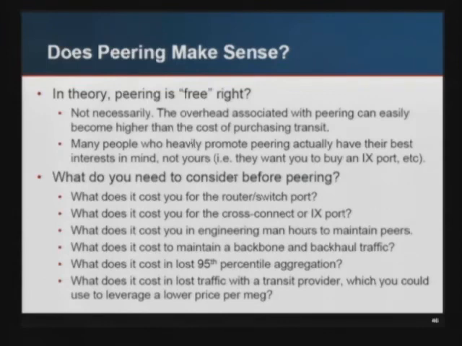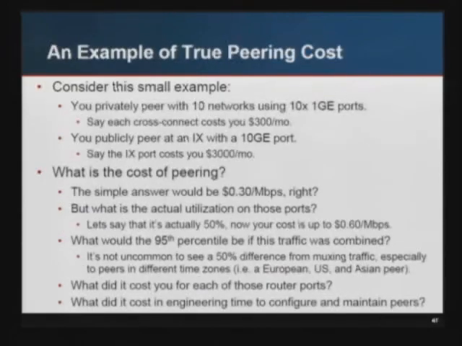So you got to look at what are you losing in 95th aggregation by splitting all this traffic up among all these different networks. What does it cost you in lost traffic with a transit provider, where if you did a lot more traffic, maybe you could go to your transit provider and negotiate a better price for all of it. You really need to take this into consideration.